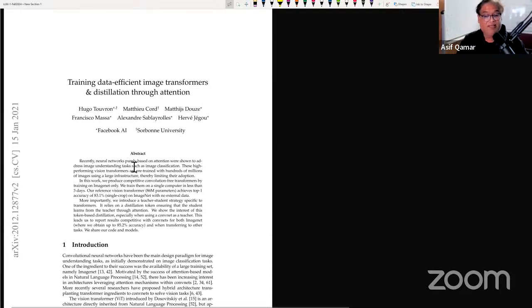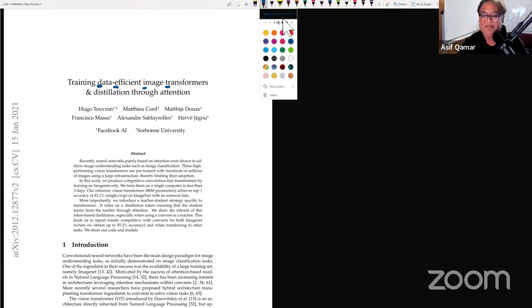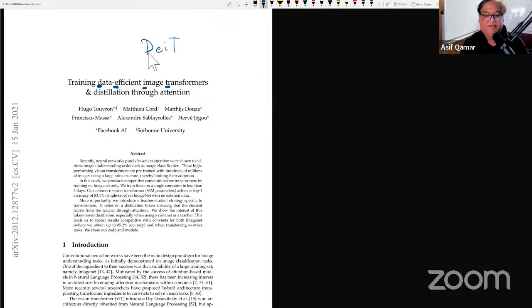Why is it called DeiT? Can you guess? Data Efficient Image Transformers. Right. So let me write it down. This is the famous DeiT paper, the Data Efficient Image Transformer paper.